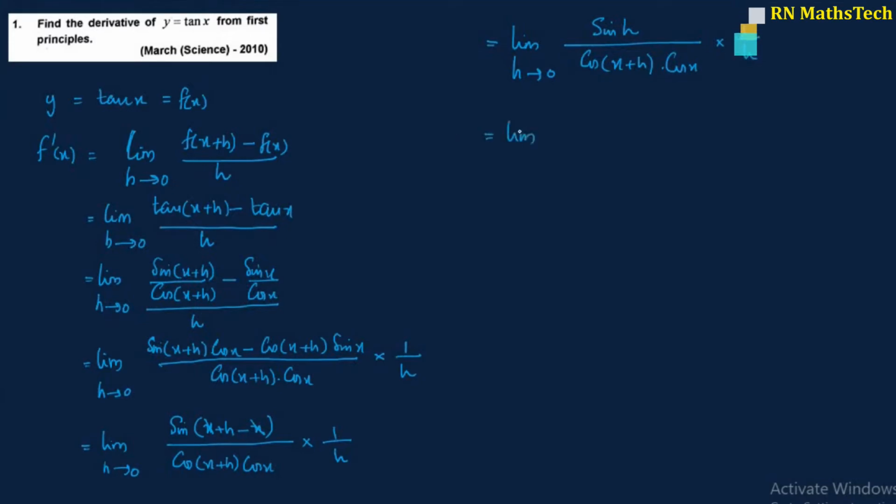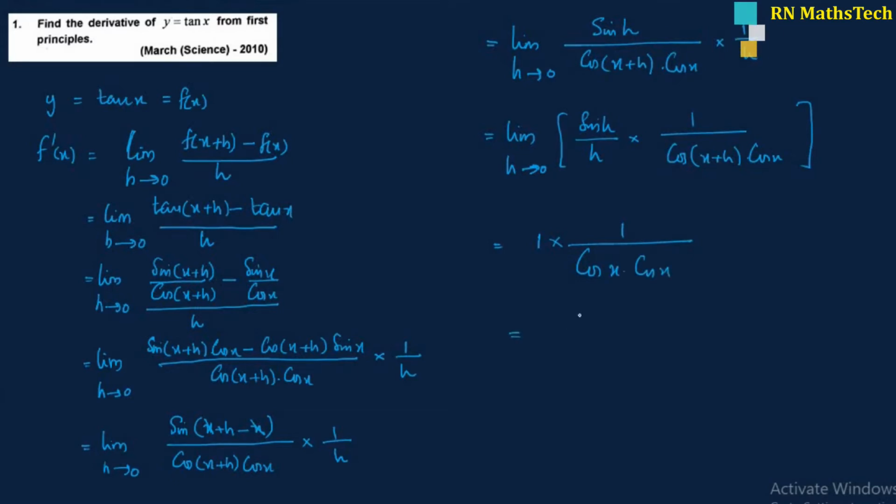That is equal to limit h tends to 0 sin h by h into 1 by cos of x plus h into cos x. Taking the limit, limit h tends to 0 sin h by h is 1, into 1 by cos x into cos x, that is 1 by cos square x, which is equal to sec square x. So the derivative of tan x is sec square x.